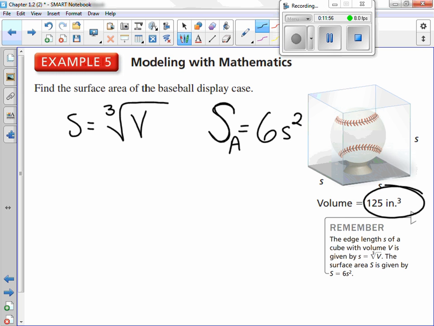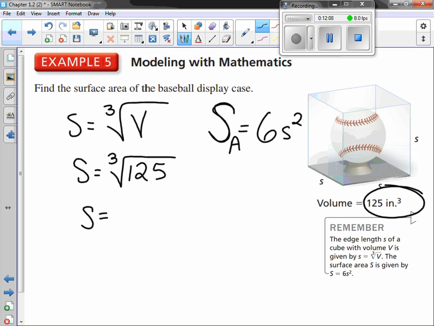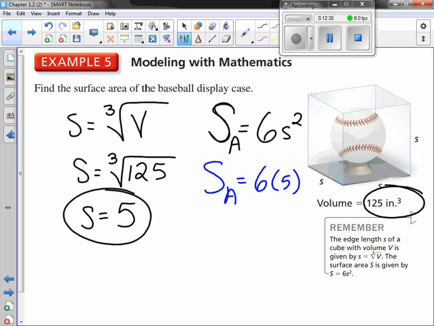Well, hey, look at this. It told us the volume is 125. So to solve this, what I'm going to do first is plug in 125 for V. So we're going to take the cubed root of 125. We'll grab our calculator and do the cubed root of 125, hit enter. And our calculator should tell us that the cubed root of 125 is 5. That's helpful. So when we go to find the surface area, surface area is equal to 6 times the side squared. So we have 6 times 5 squared.